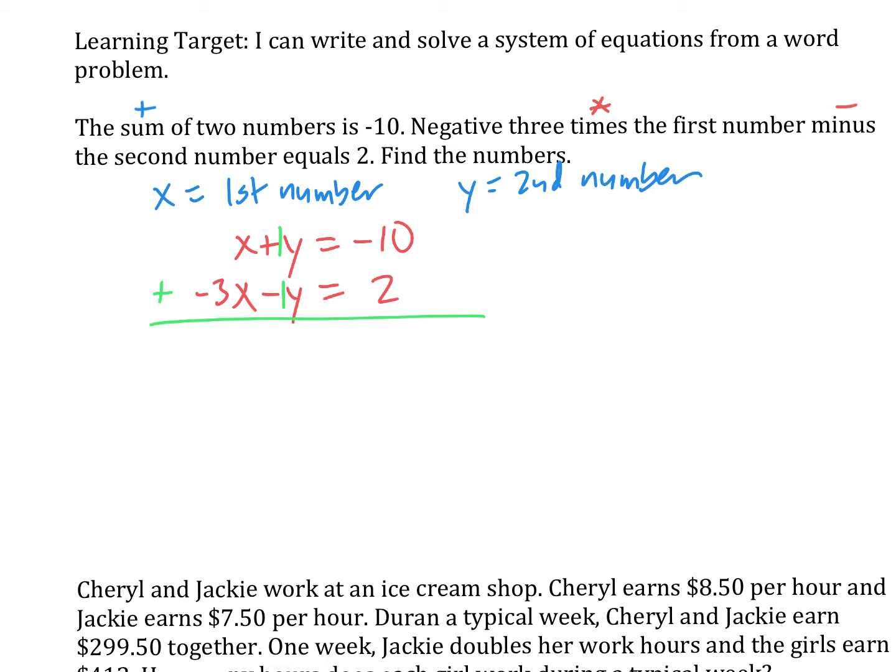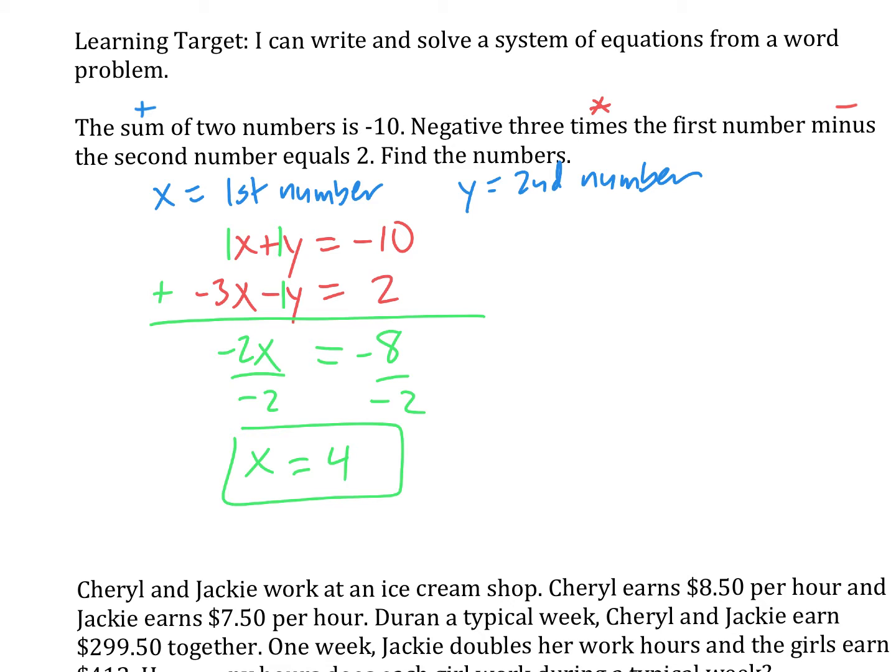We get x, that's 1x here, plus negative 3x should give me negative 2x. And then 1y plus negative 1y gives me 0y, so those cancel. And then that's going to equal negative 10 plus 2 is negative 8. So I can divide by negative 2 on both sides to get that x equals 4.